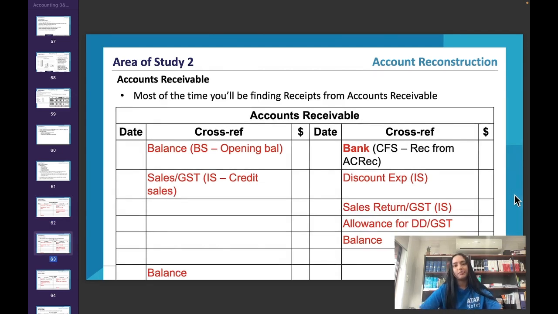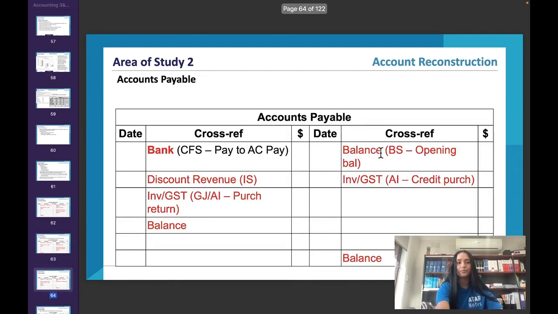And then most of the time, with the reconstruction of the accounts receivable ledger account, the missing figure that you'll be finding is receipts from accounts receivable. So this figure right here. So it'll tell you the opening balance, the sales, the discount expense, sales return, allowance for doubtful debts, and it won't give you the bank. And so you're going to have to enter all of the transactions, and then based on that, calculate what the receipts from accounts receivable amount was.